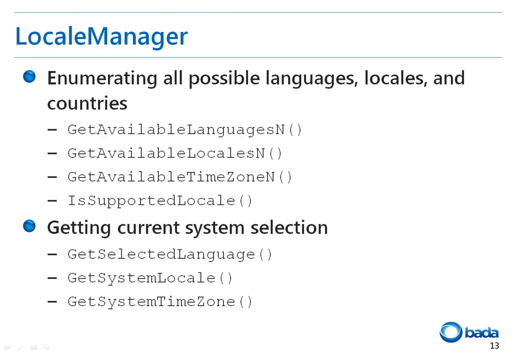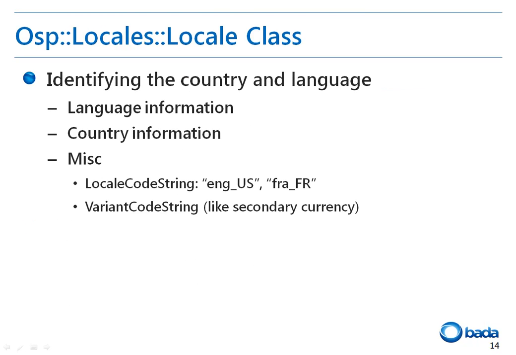The locale class represents a specific geographical, political, or cultural region. The locale class contains information about the region's language and country. The locale class is created using the language code, the country code, and additionally, a variant code string.